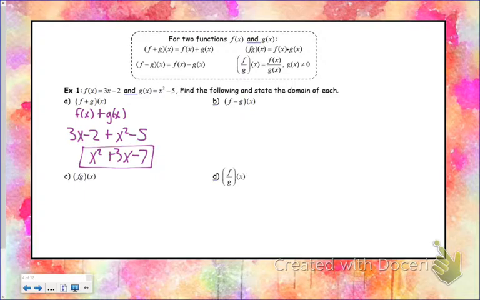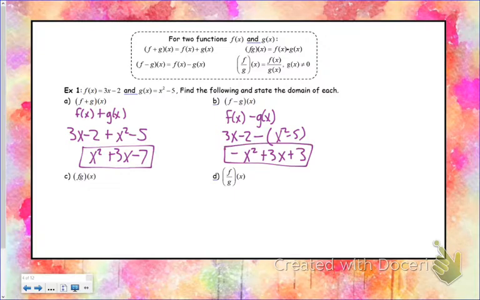Same thing on b. f minus g of x means f of x minus g of x. All right, so this ends up being 3x minus 2 minus parentheses, because we are subtracting the entire function, x squared minus 5. So this would be negative x squared plus 3x plus 3.